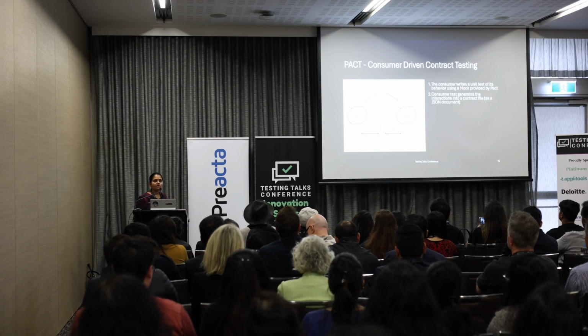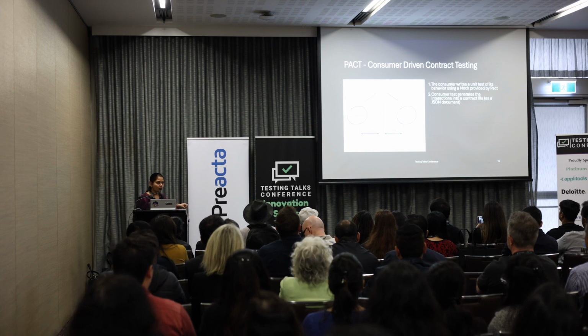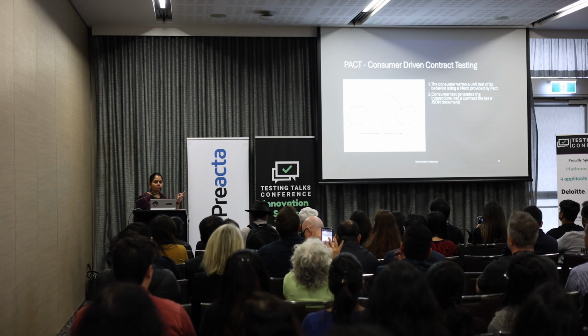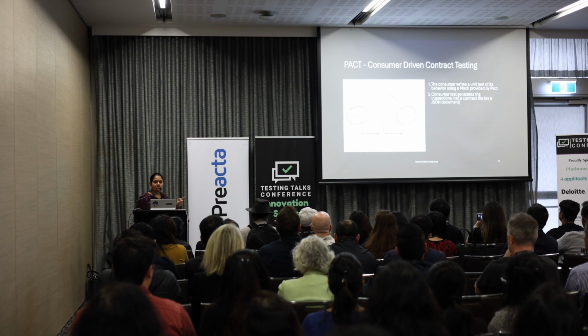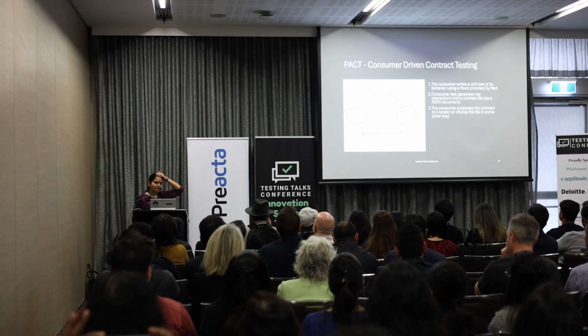So the first step, the consumer writes the test, mocking the provider. Second step, the consumer runs the test. When the test is run, it generates the JSON document, okay, with a set of interactions. Once again, I'll show you those examples in the next slide. And the third step, when the JSON is generated, it gets published to a centralized repository, okay?